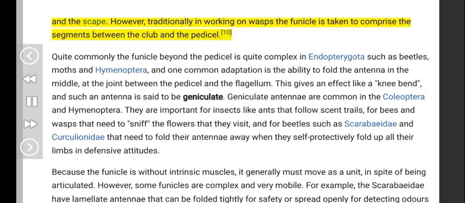They are important for insects like ants that follow scent trails, for bees and wasps that need to sniff the flowers that they visit, and for beetles such as Scarabaeidae and Curculionidae that need to fold their antennae away when they self-protectively fold up all their limbs in defensive attitudes.